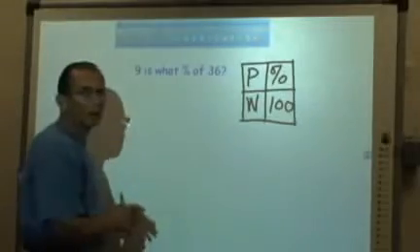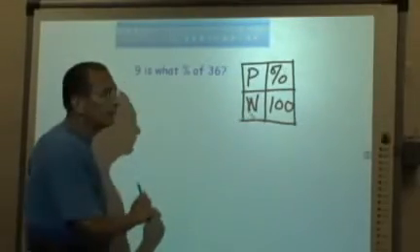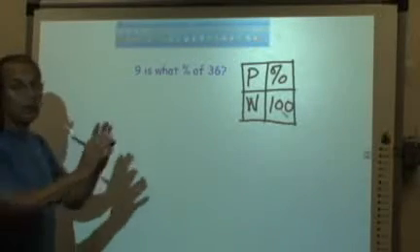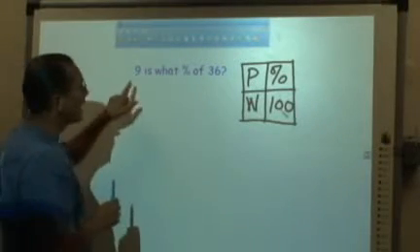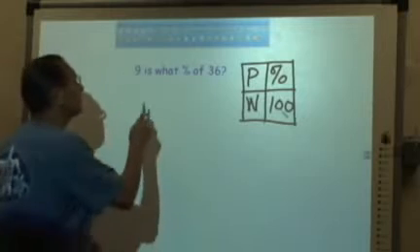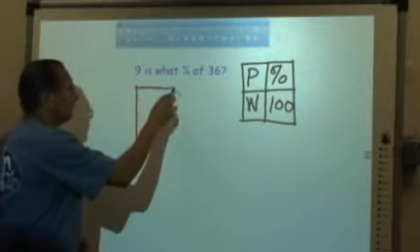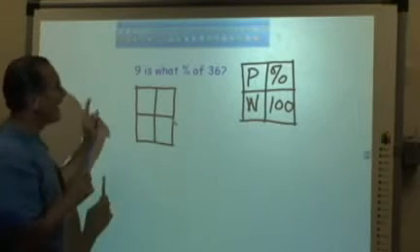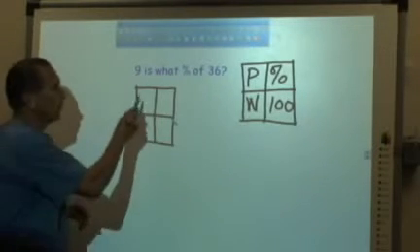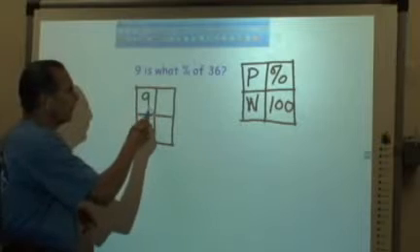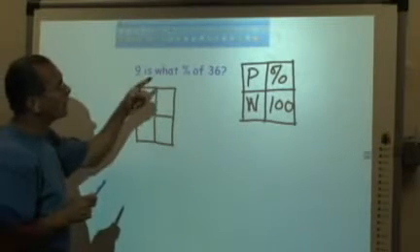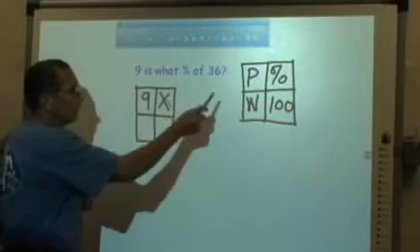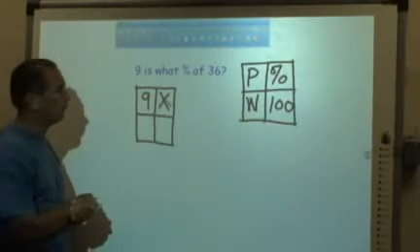We're going to put the part in the top left, the whole in the bottom left, the percent here, and 100 here. Once we get those in, then we can follow the procedure. 9 is what percent of 36? So let's look at our box. 9 always relates to the part, so the part goes upper left, 9 here. Is what percent? What percent? We don't know. The percent is the X, and that's what we're looking for.